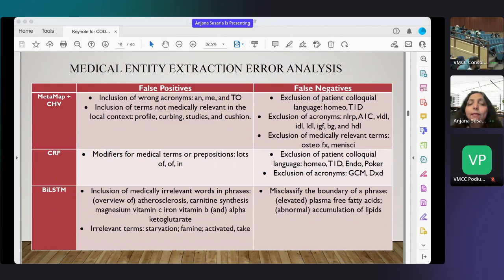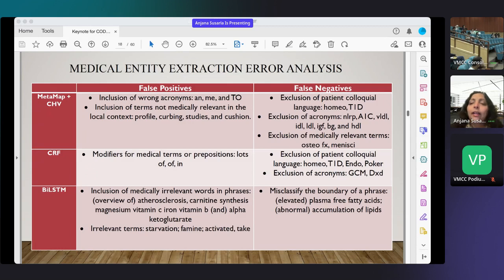One is we compared the MetaMap, which is basically a UMLS based dictionary based approach. What are the false positives, false negatives that arise in both? Then we looked at other methods like conditional random fields, and then our BILSTM, bidirectional long short term memory. So the false negatives will be the boundaries of a phrase. How do we recognize a phrase? Other problems that we had to deal with are when there are medically irrelevant words in phrases, inclusion of these medically irrelevant words. And that required sometimes reannotation.